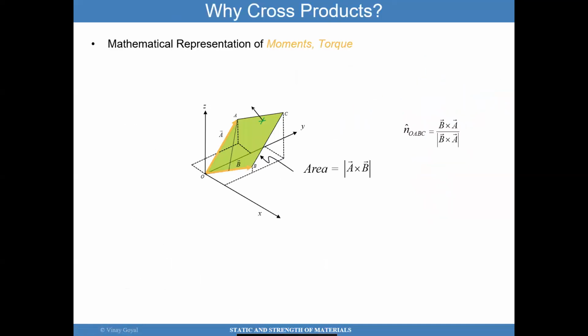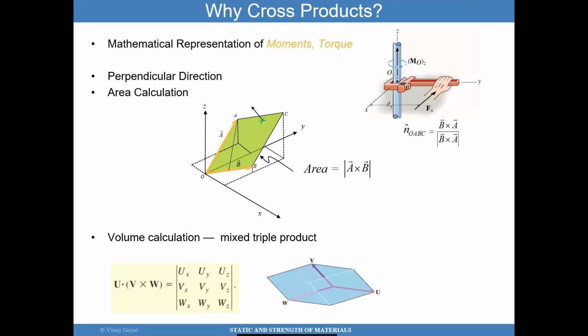Let me look at why cross products can be very useful. They're used for moment calculations. For example, you have a force F and a distance D from this axis. You can calculate how much moment is being applied, for example, to this wrench in this case. So that'll be F cross D or D cross F. We'll see that later.